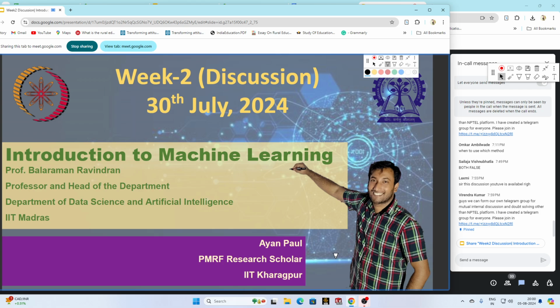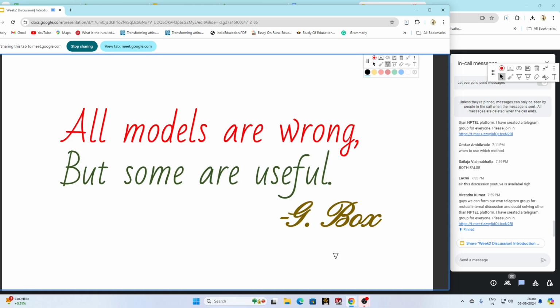Okay, so this is the thing. I have started with this: all models are wrong, but some are useful. That means I am saying all machine learning models are wrong. Why am I saying this? Because every model has some error. Nothing can have zero error. If we have a zero error model, it is an overfit model. Overfit model means that when you test it on a real data set, it will not give the right prediction. So all models are wrong, but some are useful.